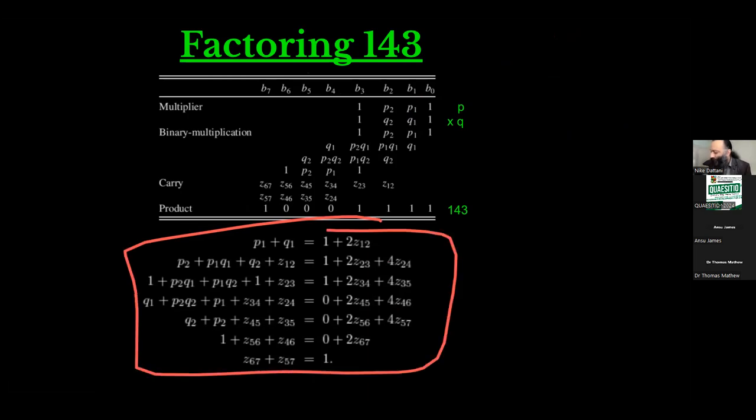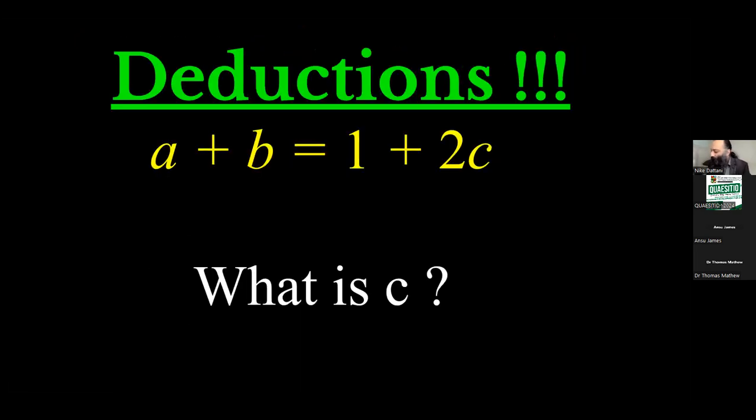Now, someone tell me, if A and B and C are all zeros or ones, what is the value of C? If A, B, and C are all zeros or ones, you can answer in the chat.